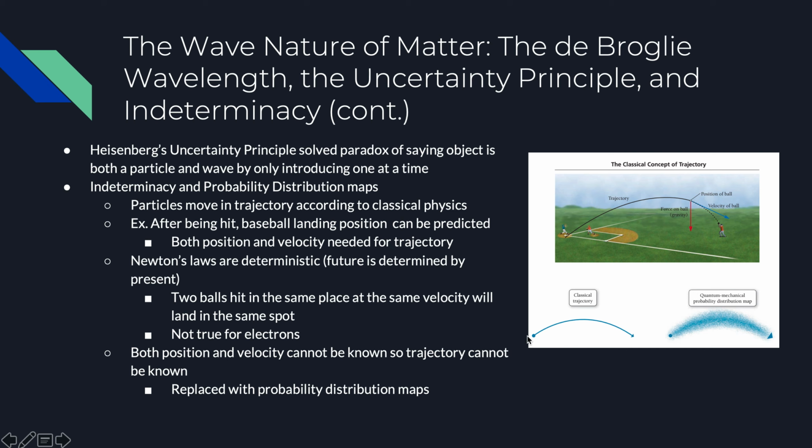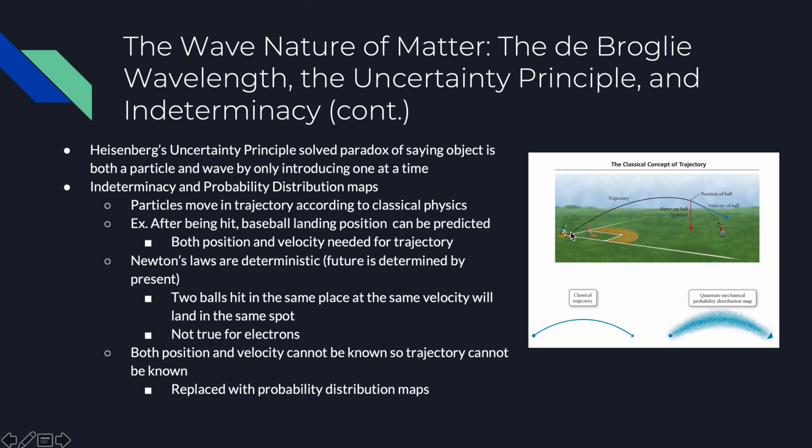So whereas particles will move in a trajectory according to classic physics, such as a baseball, where after being hit you can predict exactly where it's going to go. Since position and velocity are needed to predict this trajectory, you can see it's going to probably go this way. It's the forces of gravity, the position of the ball, the velocity of the ball. It's going to end up right here. And so this means that Newton's laws, which are classical physics, are deterministic, as the future is going to be determined by the present. So since these properties are present, you know exactly where it's going to be in the future.